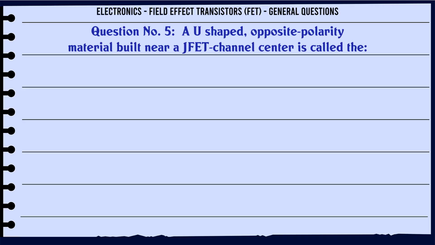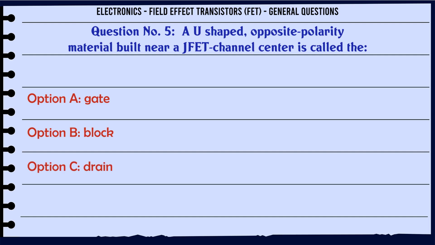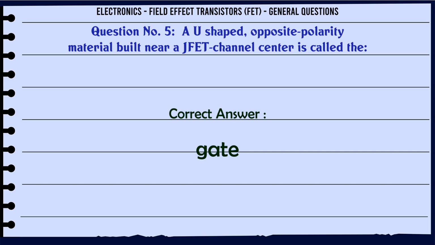A U-shaped opposite polarity material built near a JFET-channel center is called the A. gate, B. block, C. drain, D. heat sink. The correct answer is gate.